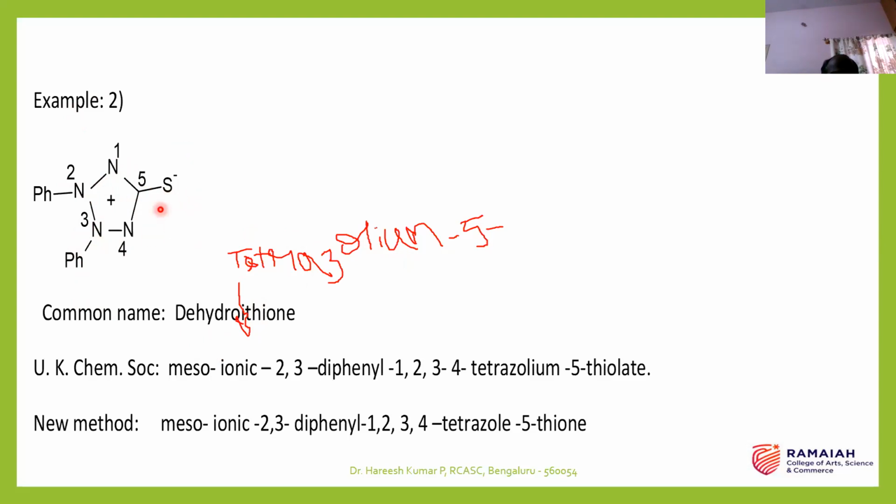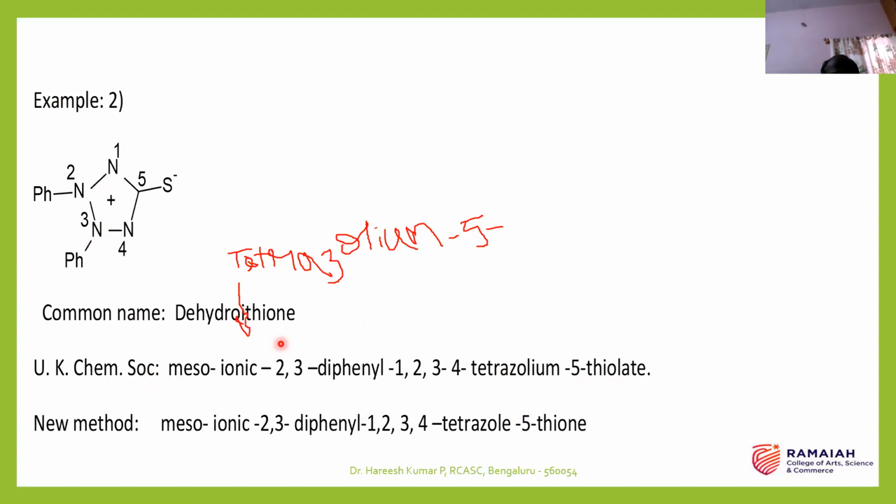Thione, okay, the fifth position, thione is there. That's the common name, dihydro tetrazo thione can be the common name. But as per the UK's Chemical Society, one should mention that meso-ionic 2,3-diphenyl-1,2,3,4-tetrazolium. Okay, fifth position, thiolate. Since the sulfur is the one, it's called thiolate.